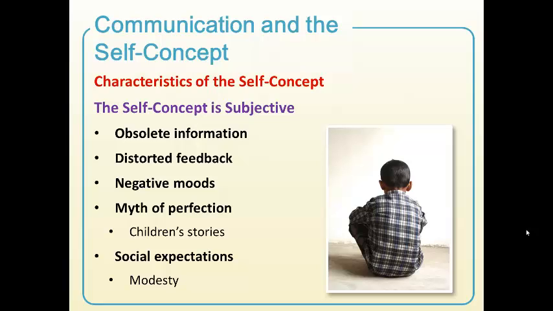So for children, that can happen if they have a parent, for example, that's a real perfectionist. Then the child can get a lot of messages that they're not measuring up, when in other people's eyes they're doing really well. A negative mood can influence how we look at self-concept. It can make you view everything in a darker light, and that can be a mood because of things happening in your life. It could be related to depression. It could be related to temperament. So all of those things can affect self-concept.